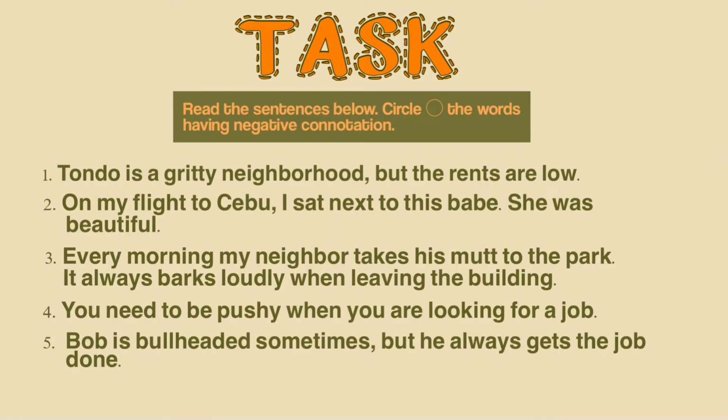For your task today, read the sentences below. Circle the words having the negative connotation. Number 1. Tondo is a gritty neighborhood, but the rents are low. Number 2. On my flight to Cebu, I sat next to this babe. She was beautiful. Number 3. Every morning, my neighbor takes his mutt to the park. It always barks loudly when leaving the building. Number 4. You need to be pushy when you are looking for a job. And number 5, Bob is bull-headed sometimes, but he always gets the job done.